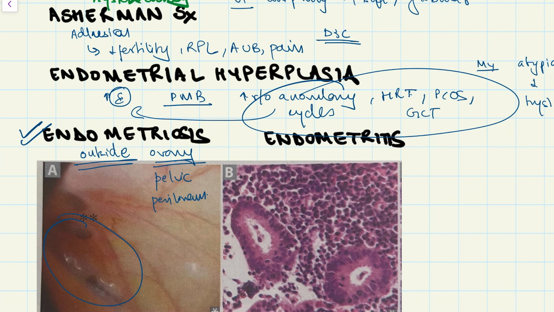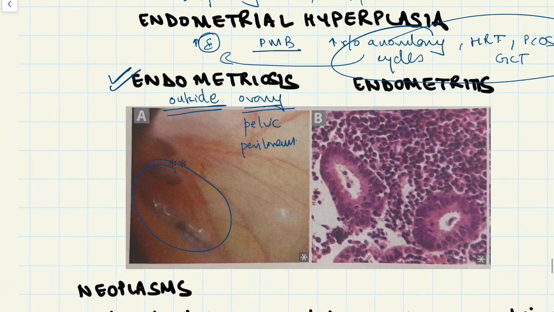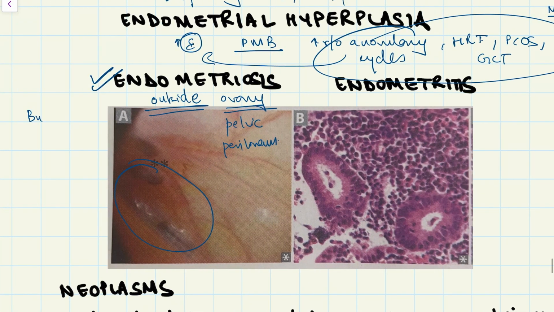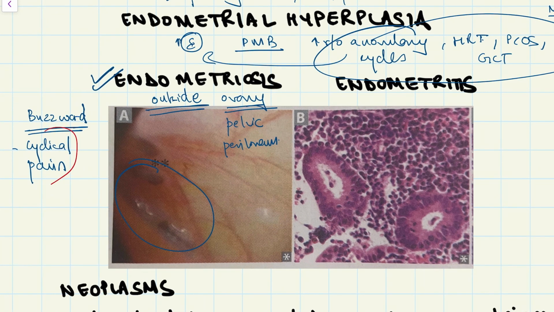right? So it may be due to retrograde flow of the menstrual fluid, metaplastic transformation, and then transformation of the endometrial tissue via the lymphatic system. So the most important clincher or buzzword is that the patient presents with cyclical pain, right? This is very important, and this is a clue towards endometriosis.